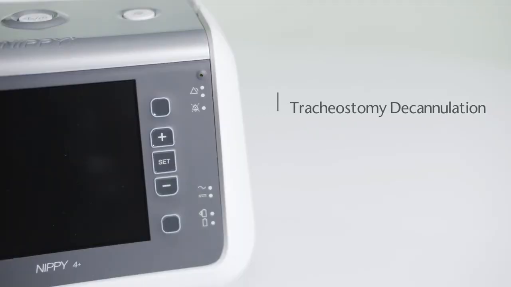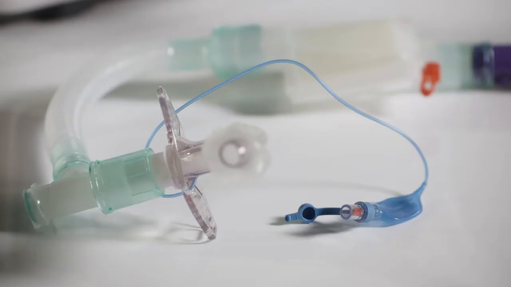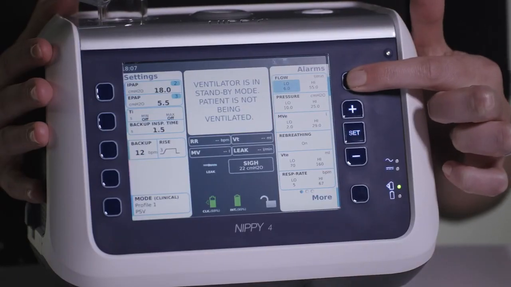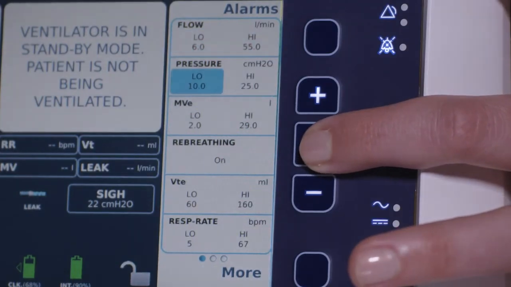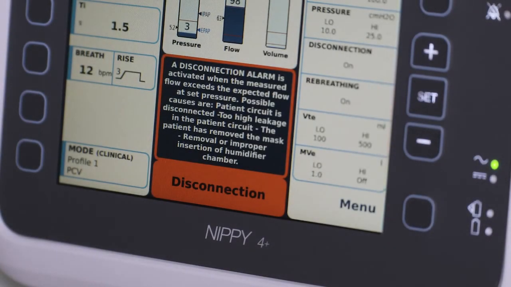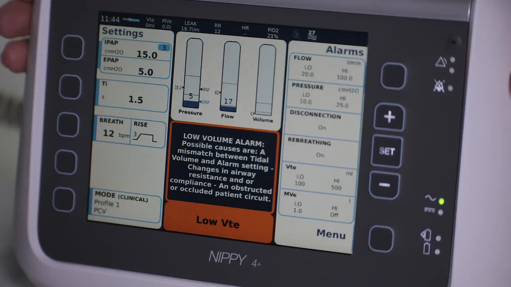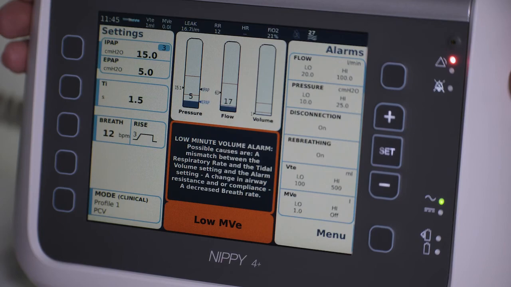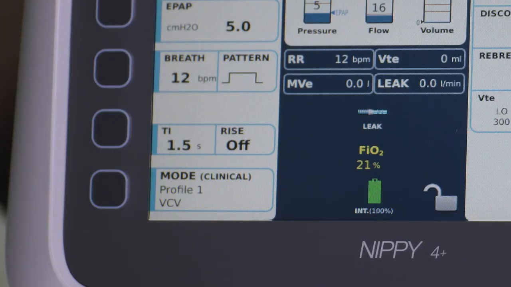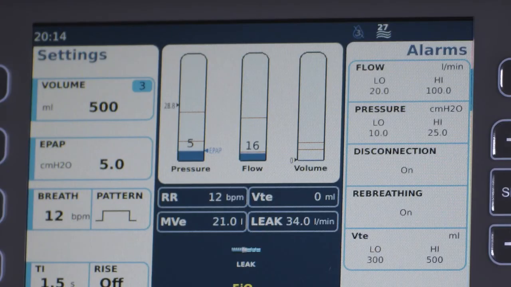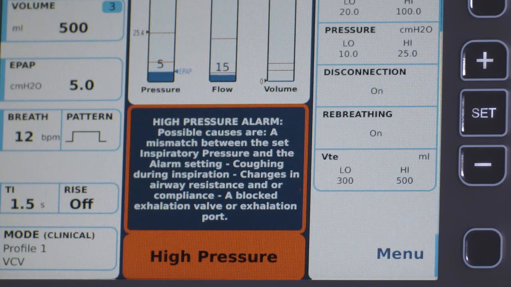In the event of an unplanned decannulation of a tracheostomy tube, given the high resistance that still exists due to the narrow internal diameter of a tracheostomy tube, we could see any of the following alarms, depending on what has been set by the clinician. Disconnection, but this depends on the width of the tracheostomy tube that is being used. Low VTE, low minute ventilation. On the NIPPY 4 Plus, if you are using a volume-controlled mode, you would likely see a high-pressure alarm as the device increases the IPAP over several breaths as it fails to achieve its set delivered tidal volume.